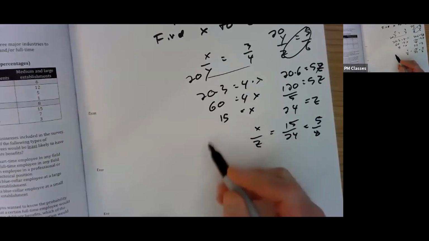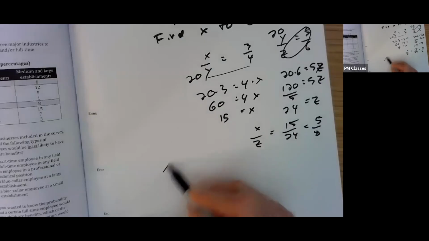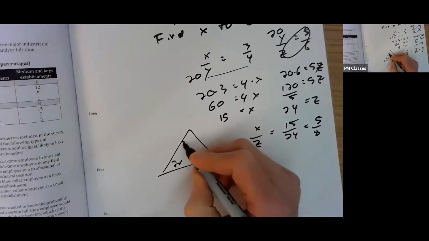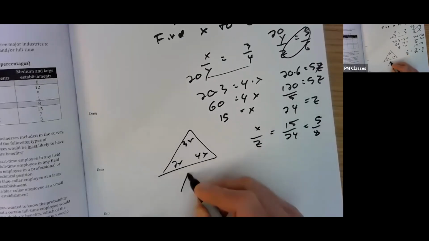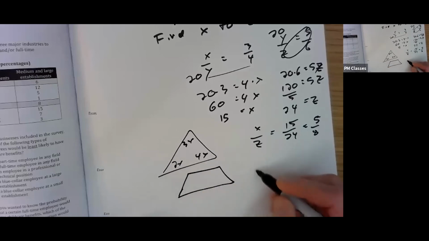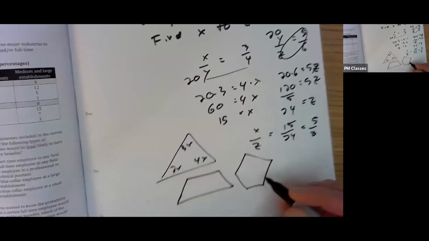They've done the same thing. I should go back to this one. It's probably my favorite one of 2x, 3x, and 4x. They'll do that with a quadrilateral. They'll do it with a trapezoid.